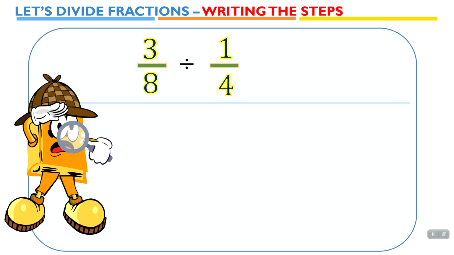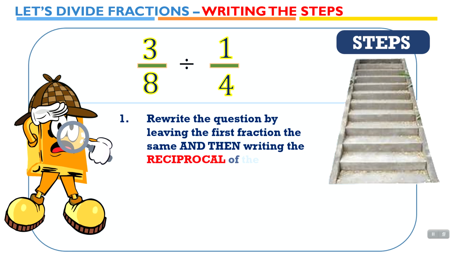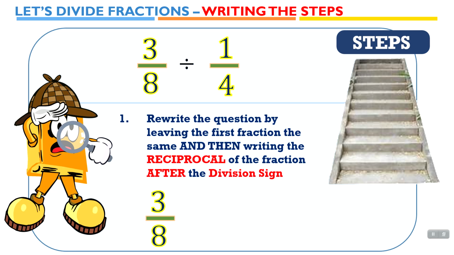So let's look at the steps involved in dividing two fractions. Step 1. You will rewrite the question by leaving the first fraction the same and then writing the reciprocal of the fraction after the division sign. So 3 over 8 remains as 3 over 8. The fraction after the division sign, we find the reciprocal. Instead of 1/4, it is now 4 over 1.